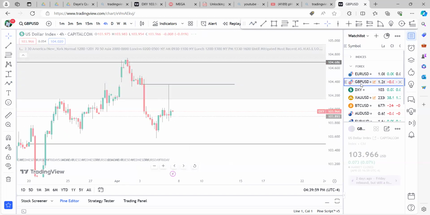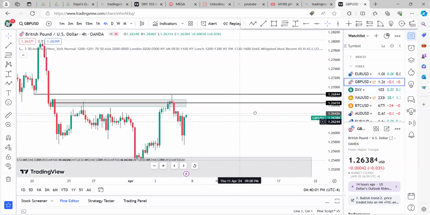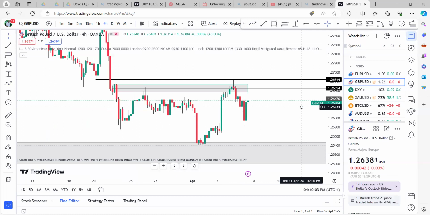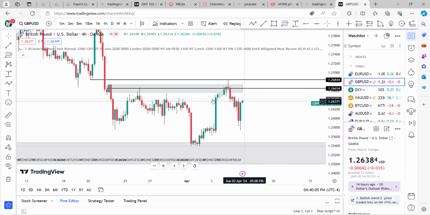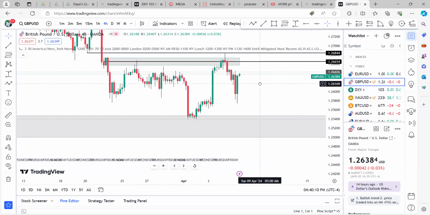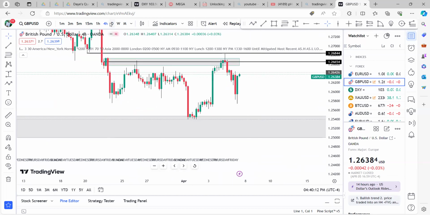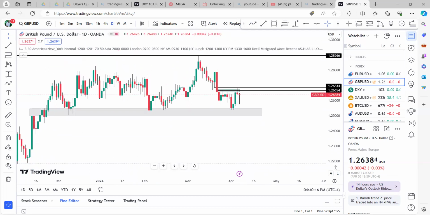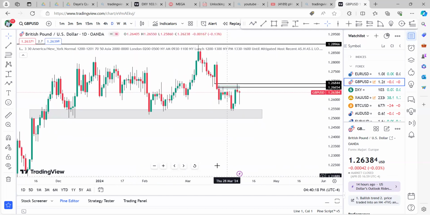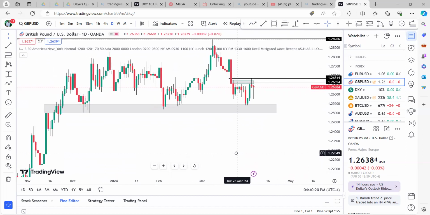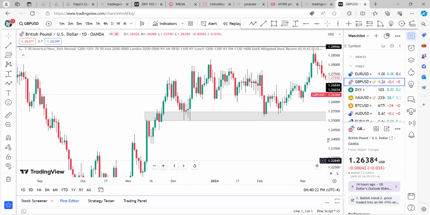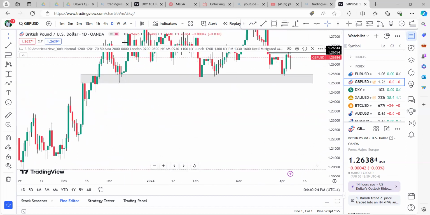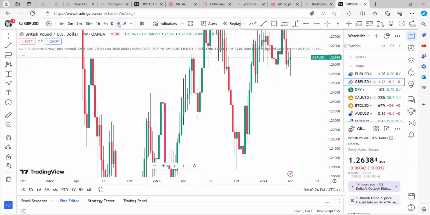The offset analysis can be made on GBP USD and EUR USD. So just like we discussed the last time, this week we are still bearish. We are still bearish on GBP USD.